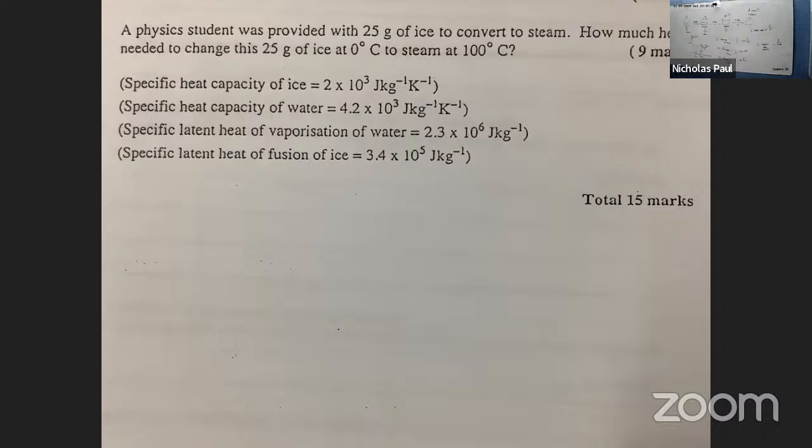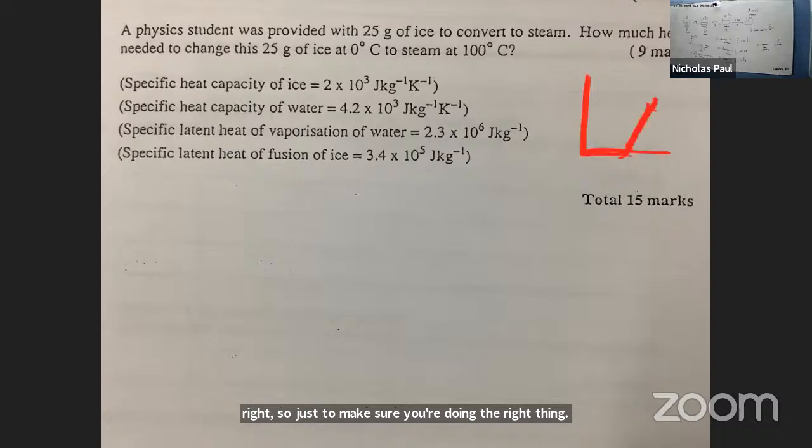You're doing a calculation 3 times. Just to make sure you're doing the right thing, it's the same thing: going to here, coming up here, and then coming to here. Stage 1, stage 2, stage 3.